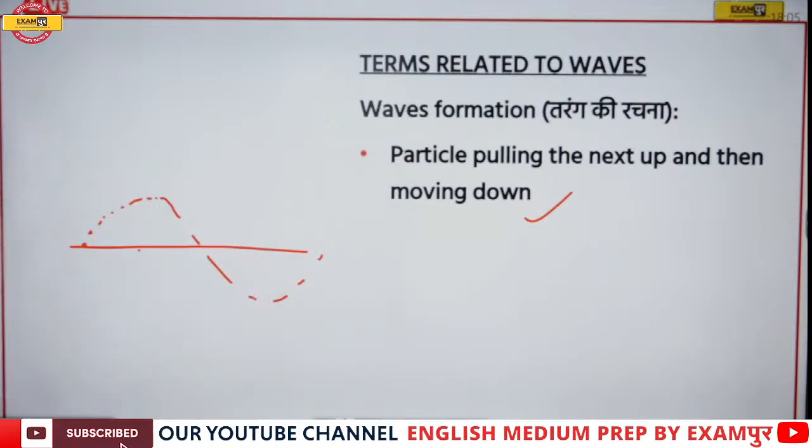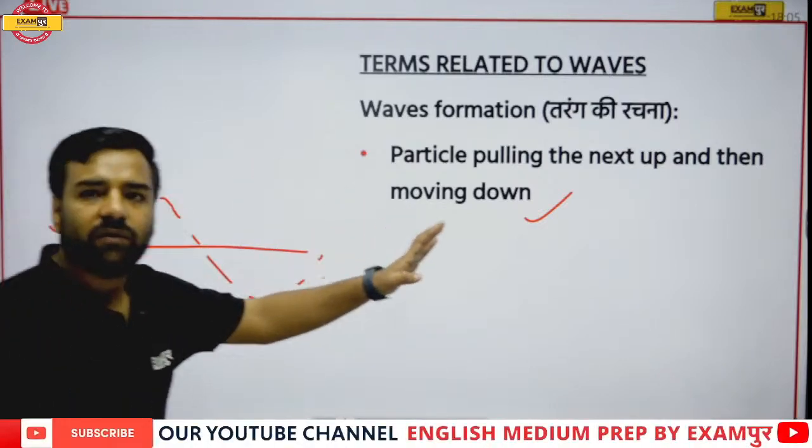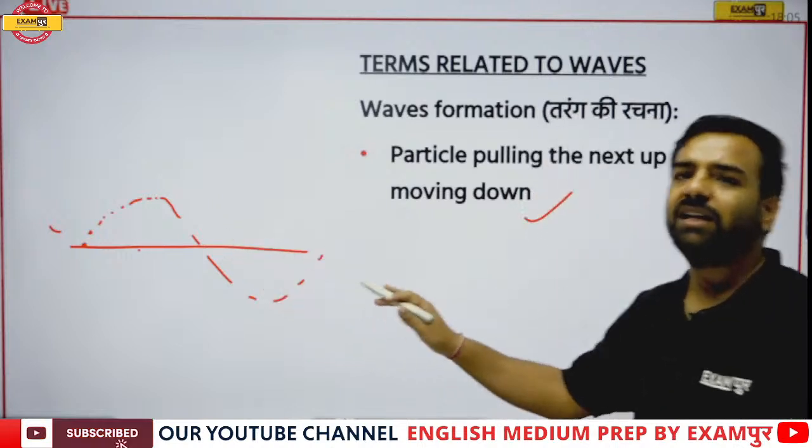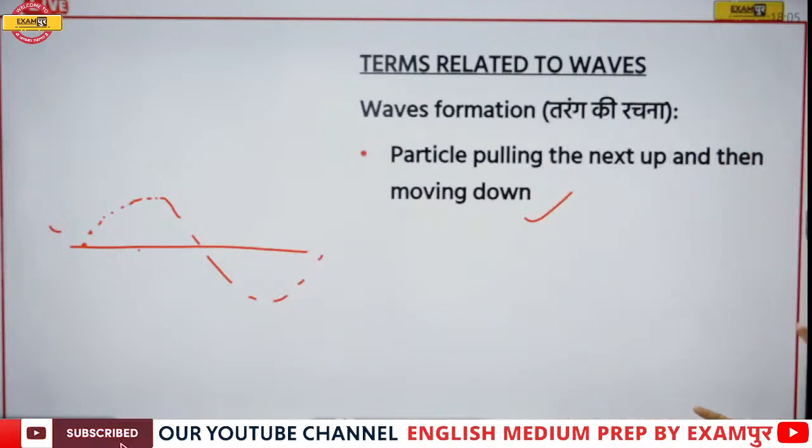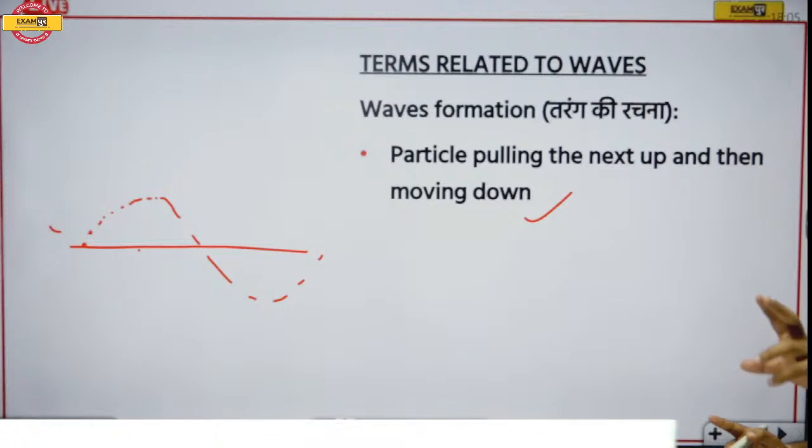So it is actually making what? It is actually making your whole wave. So yes, positive cycle, negative cycle, crest, trough, amplitude, wavelength, we have understood these things.